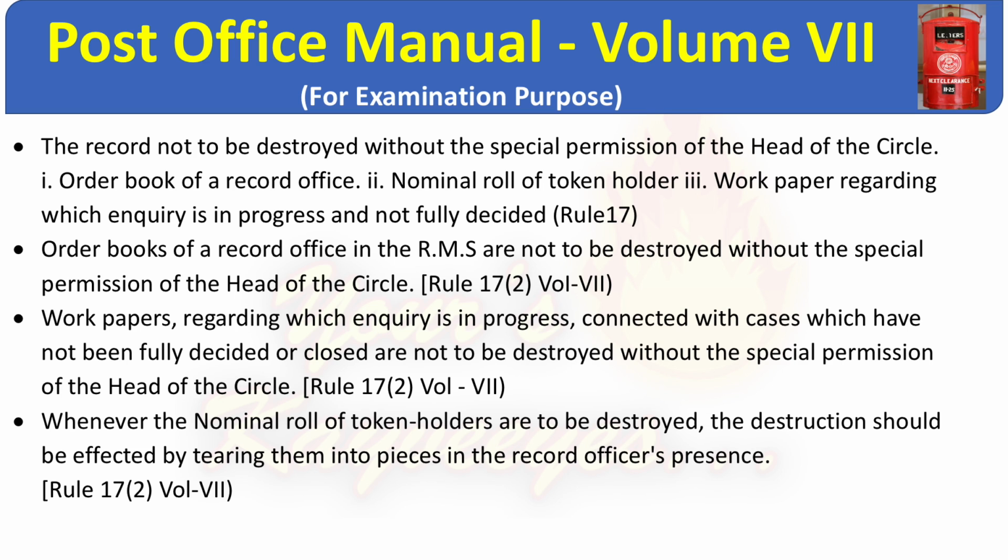Rule number 17. Order book of a record office in the RMS are not to be destroyed without the special permission of the head of the circle. Rule number 17.2. Work papers regarding which inquiry is in progress, connected with the cases which have not been fully decided or closed, are not to be destroyed without special permission of the head of the circle. Whenever the nominal role of token holders are to be destroyed, the destruction should be effected by tearing them into pieces in the record officer's presence.